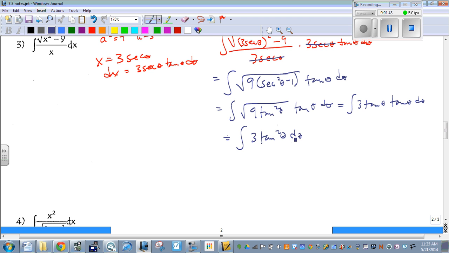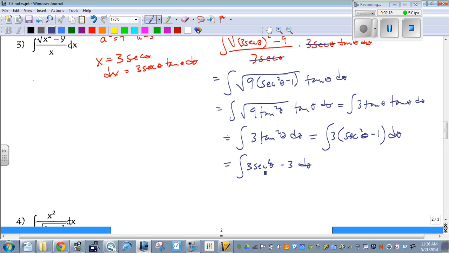But we can't evaluate that as is. We could use some of those different identities. So the best way for this one is to go ahead and do 3 times, instead of tangent squared, rewrite that as secant squared of theta minus 1. And we can distribute that 3. We get 3 secant squared of theta minus 3.